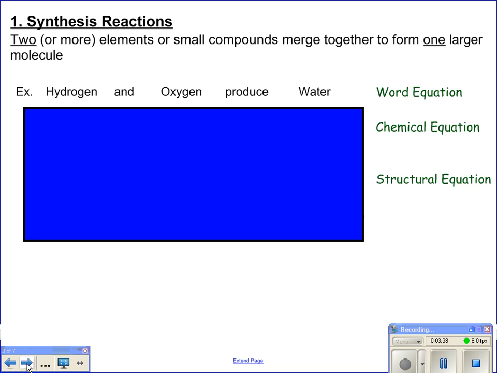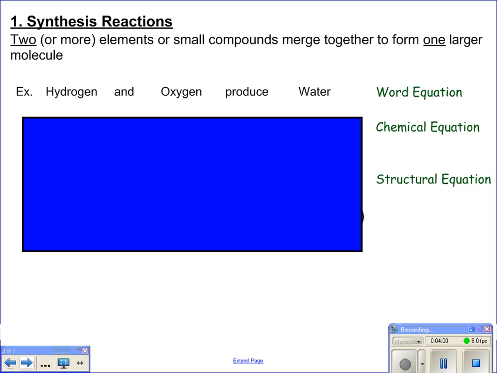So again, synthesis reactions, as you can see, involve two or more things that come together to create one larger molecule, or one larger compound would actually be a better word to put there instead. And so let's begin with a couple of sort of non-metal examples. Let's look at hydrogen and oxygen producing water. And here we have a word equation that we can put into a chemical equation.